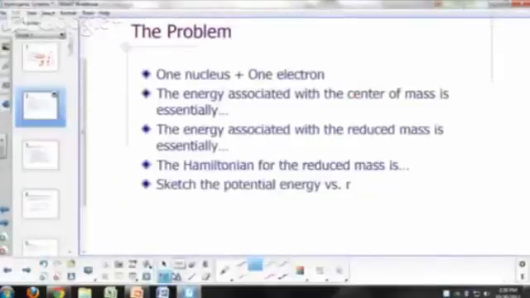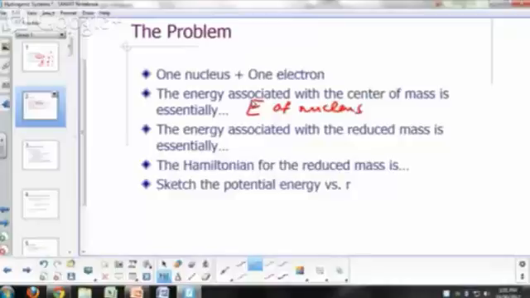Okay, all right, so the energy associated with the center of mass then is essentially, what did we say? Essentially that of the nucleus. We say the translational energy of the atom, the movement of the atom as a whole. You just track it at the center of mass, which is essentially located at the nucleus. The energy associated with the reduced mass is essentially that of the electron.